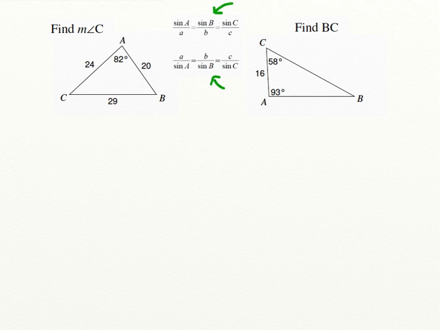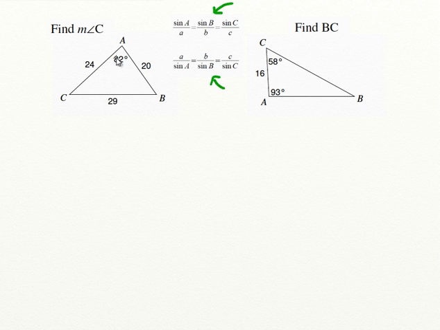Okay, so first things first. In the first triangle, we notice that we have an angle measure of 82 degrees, and we do not have a 90-degree right angle triangle here. If we did have a right angle triangle, we would use SOHCAHTOA and the primary trig ratios to help us solve for an angle measure or side length, but we don't, so we're going to go ahead and attempt to use the sine law on this triangle.